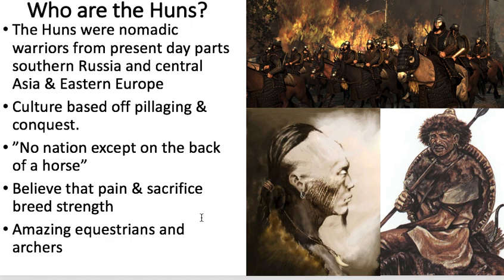So these people start pushing further and further west from parts of southern Russia, Central Asia, and Eastern Europe into the Germanic states, and eventually into parts of the Roman Empire, where they're going to become a big thorn in the side for the Romans, especially under the leadership of a guy by the name of Attila. We'll talk about him in the next lesson.